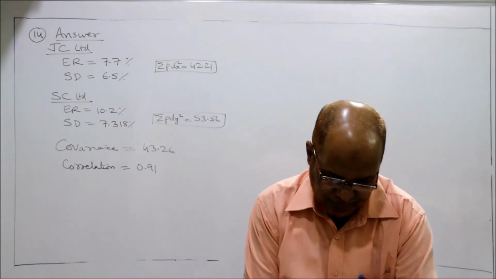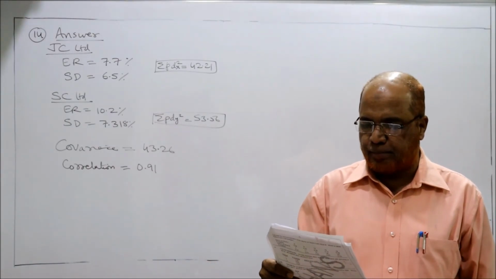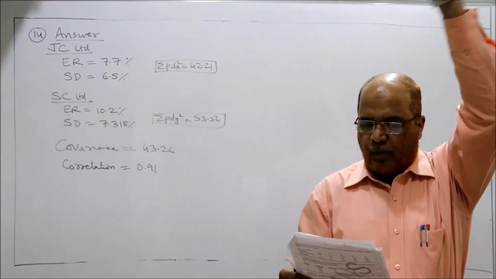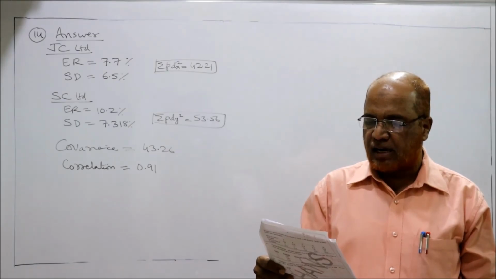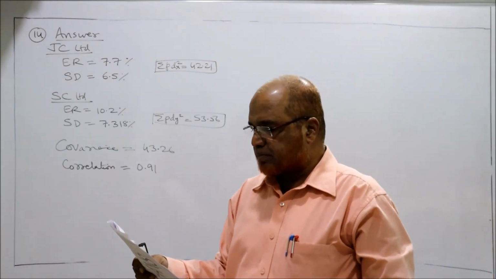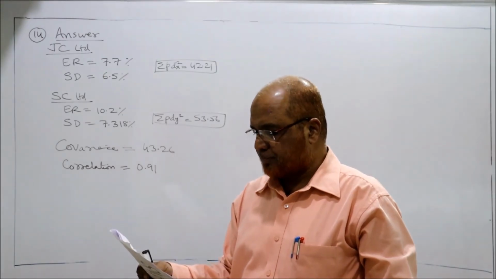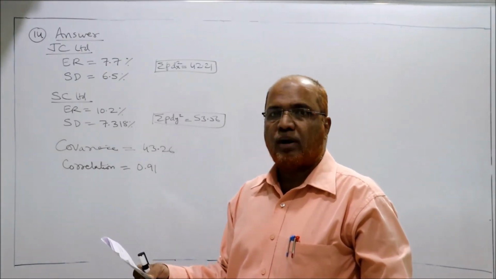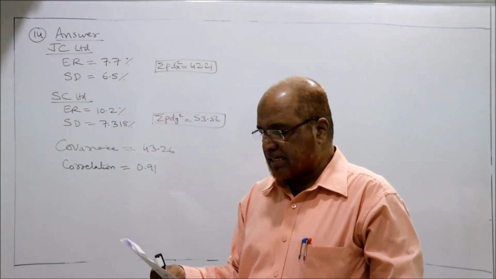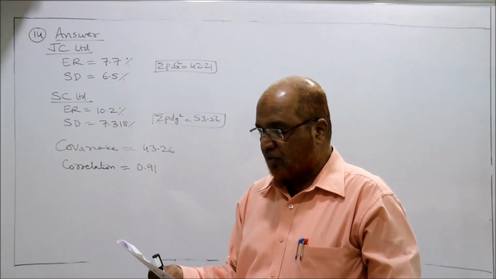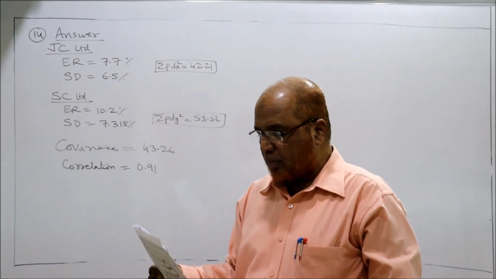Fifteenth problem. Problem number 15. A stock costing rupees 100 pays no dividend. The possible returns at the end of the year and probabilities are given below. Calculate expected return, standard deviation and coefficient of variation. So in this problem you are required to calculate three values. Expected return you have to calculate, standard deviation you have to calculate and coefficient of variation you have to find out. Right? Prices at the end of the year, probability.